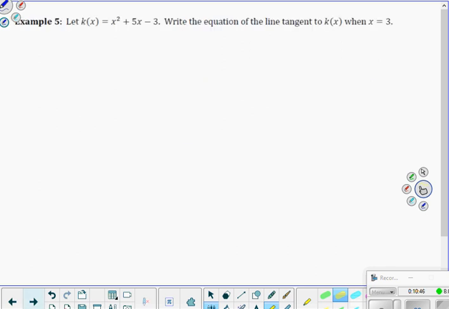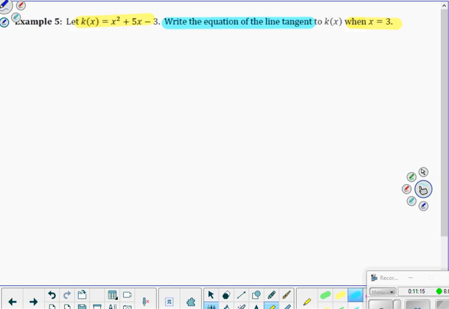Next it says, let k of x equal the quadratic that was shown. Write the equation of the line tangent to k of x when x is 3. So we've got to find everything on our own. No table to look up this time. Highlight some important information. And then please highlight in blue or some other color what you're trying to do. You're writing the equation of the tangent line.